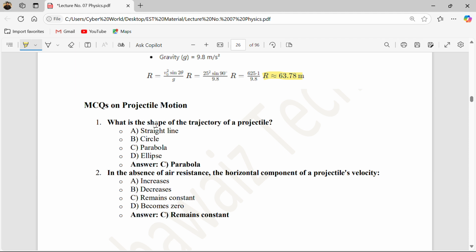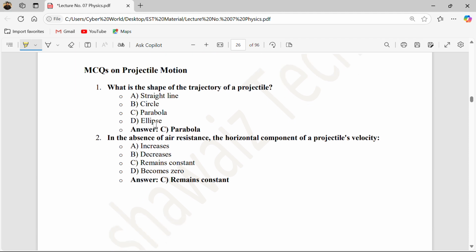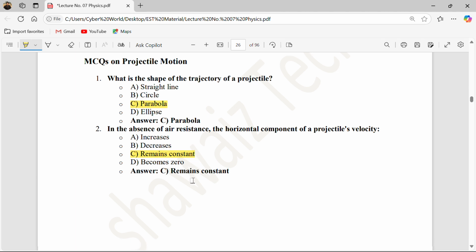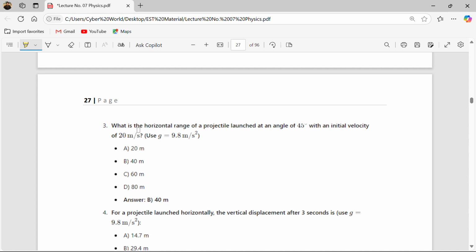Now move on towards the practical problems which came from previous EST physics papers. Very important. The MCQ on projectile motion: what is the shape of the trajectory in projectile motion? Definitely we know that it's parabolic. In the absence of air resistance, the horizontal component of projectile motion remains constant. We know that the horizontal component in the absence of air resistance is always constant.